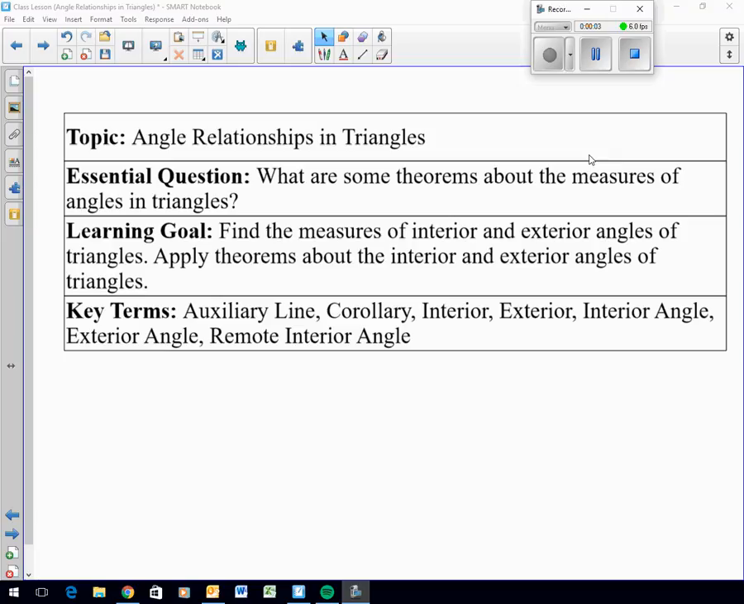Relationships of triangles, some question marks and theorems about the measures of angles and triangles. Our learning goal: find the measures of interior and exterior angles of triangles. Apply theorems about the interior and exterior angles of triangles. Our key terms are auxiliary line, corollary, interior, exterior, interior angle, remote interior angle.